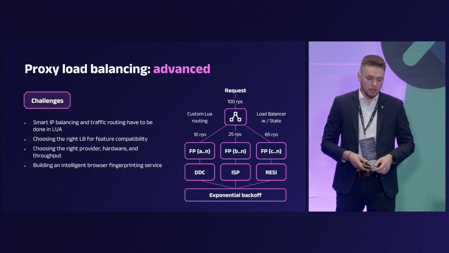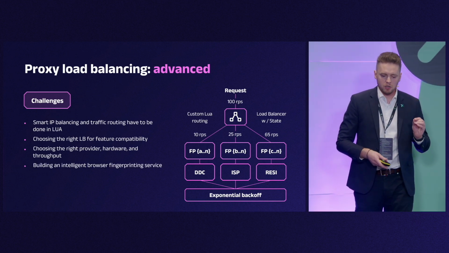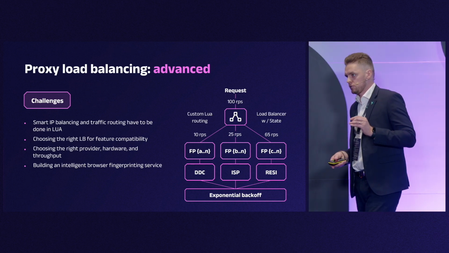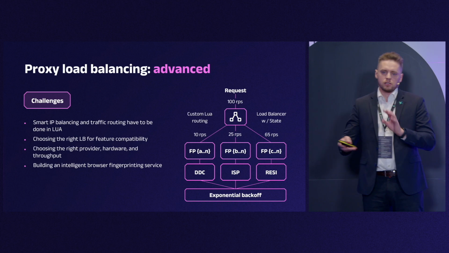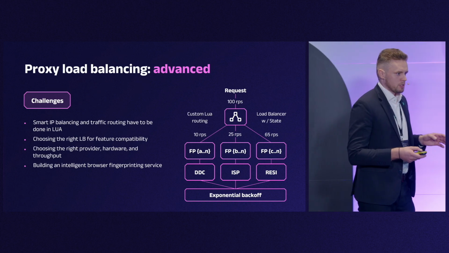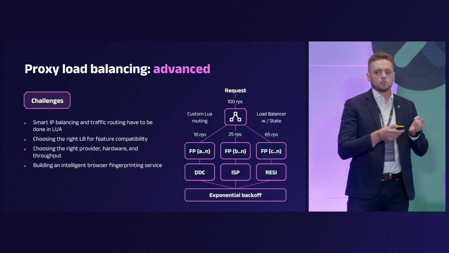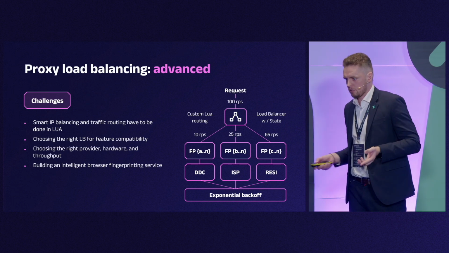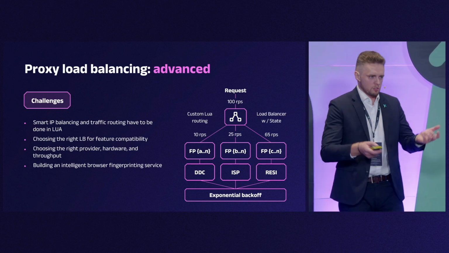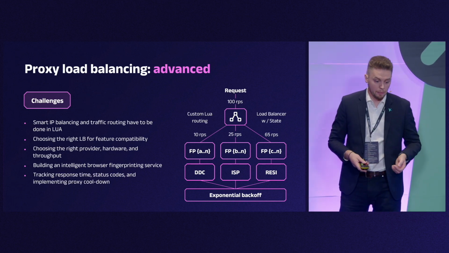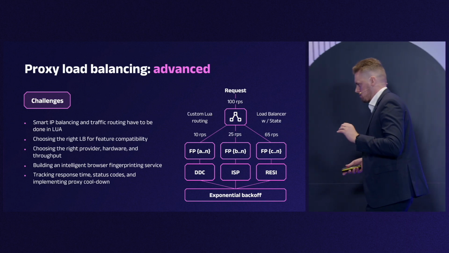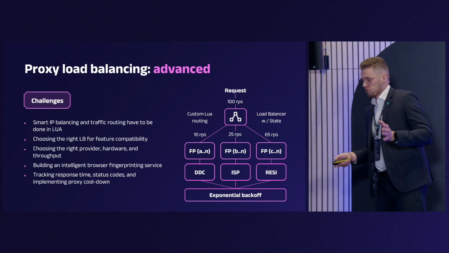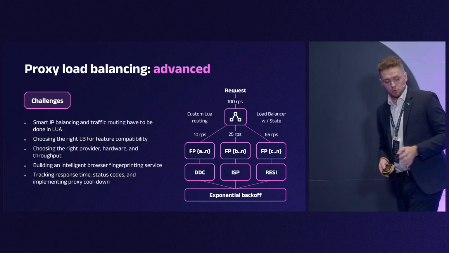Building an intelligent browser fingerprinting service today is really getting out of edge, like LLMs, AIs, all of that. So it's very important to know what a fingerprint is in essence, how you're going to build it, what the sources are, and how it will work. And tracking response time, status codes and proxy cooldowns, as I mentioned, is really a good challenge. So how do we solve those?